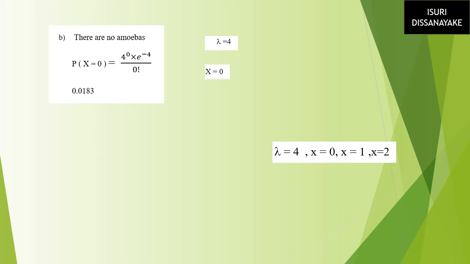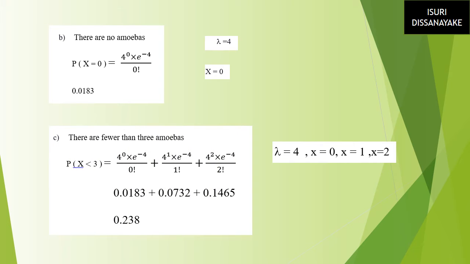There are no amoebas, so we are going to find the probability that there are no amoebas. So when there are no amoebas, X is equal to 0. And we are using the same formula: lambda to the power X, 4 to the power 0, multiplied by e to the power minus lambda, e to the power minus 4, divided by X factorial, which is 0 factorial. So the probability that there are no amoebas is 0.0183.